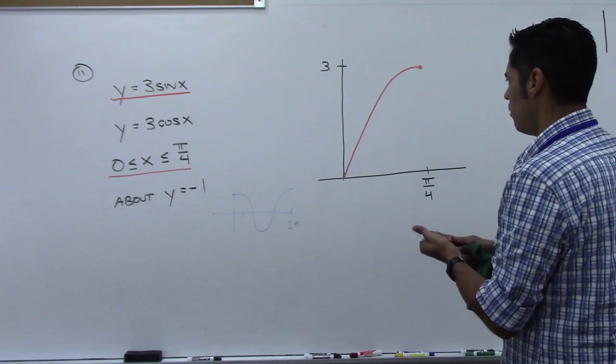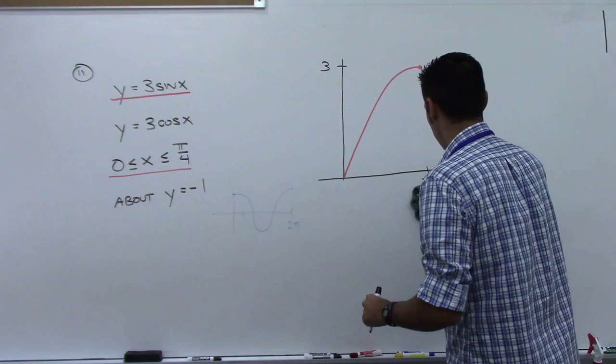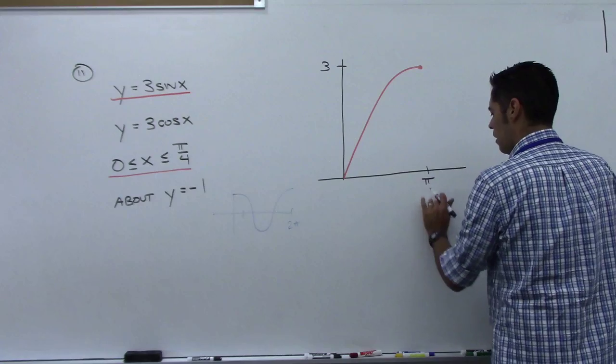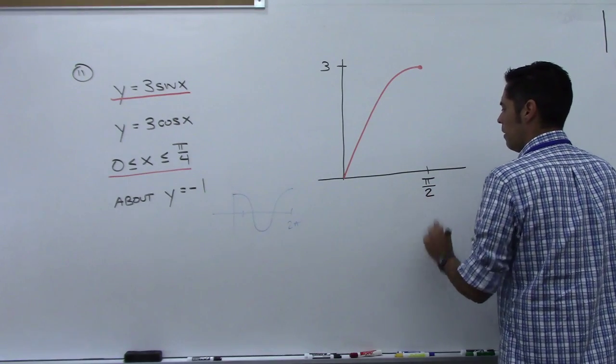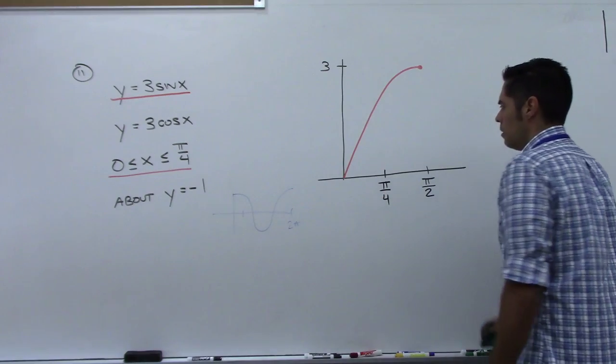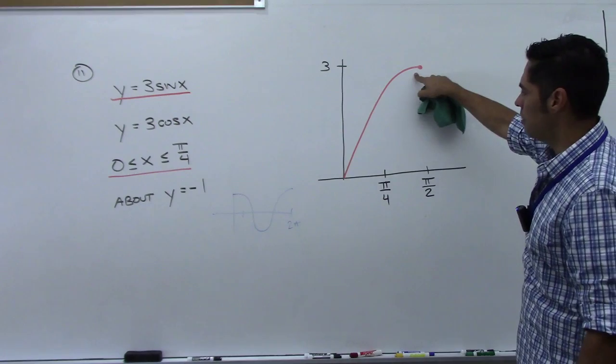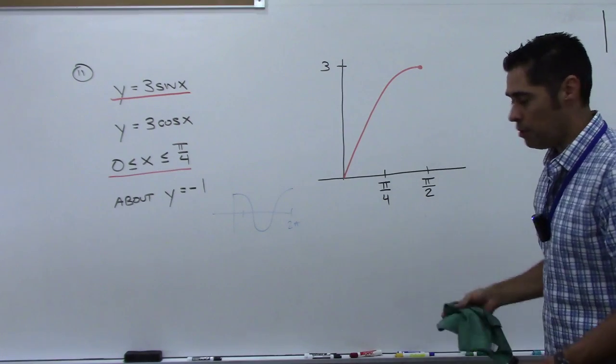Oh shoot, you know what? Hold on, it's pi over 4, not pi over 2. All right, this is not correct. This is pi over 2, I apologize. So pi over 4 is in here. I don't know why I did that. So this is the correct sine, but it goes to the top at pi over 2, not pi over 4.